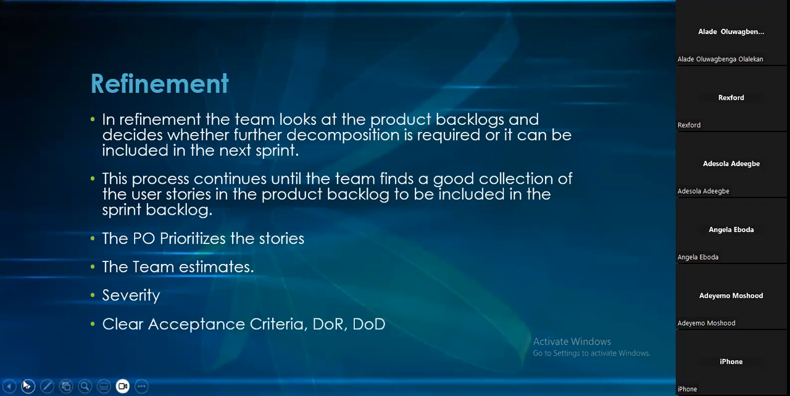Then in refinement, you also have the clear acceptance criteria, DOR, DOD. DOR is definition of ready, DOD is definition of done. And I like using this very good example for definition of done. I'm sure I've used it before. So let me give an example. As a wife, if I cook, for example, and I finish cooking, I have turned off the gas, I can actually shout, honey, your food is ready.